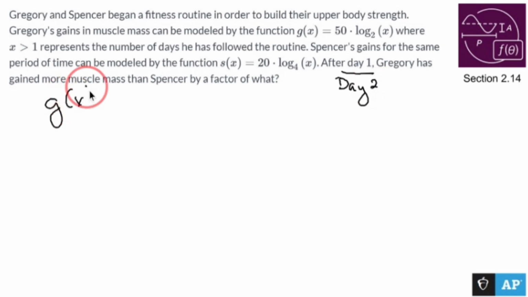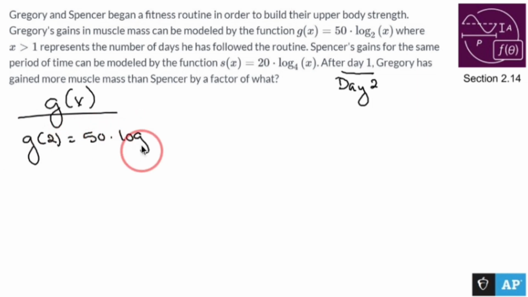Let's take a look at g of x. Let's take a look at Gregory. Okay, if I want to find out what g of 2 is, there's not really much to think. You just say g of 2 is going to equal 50 times log base 2 of 2.